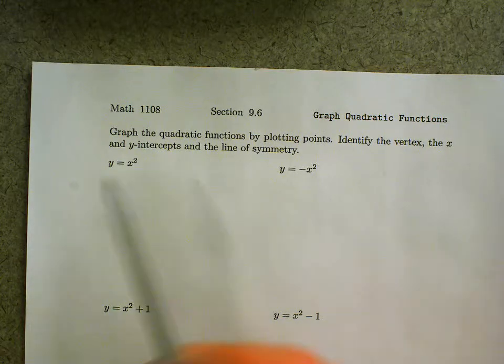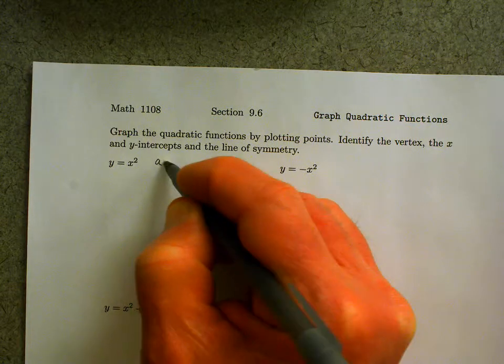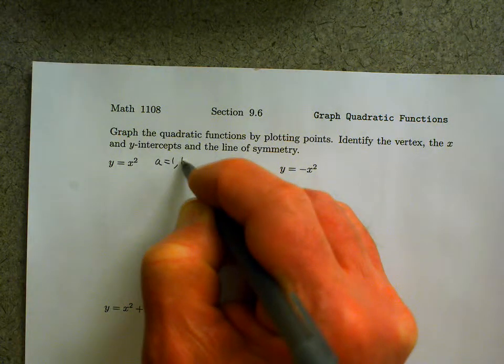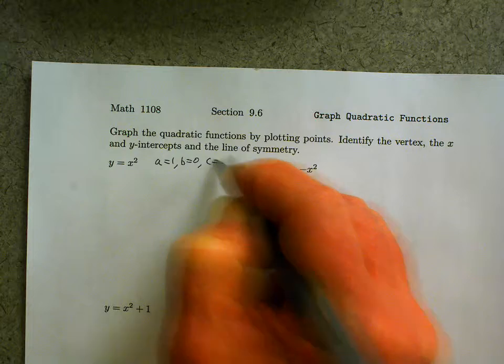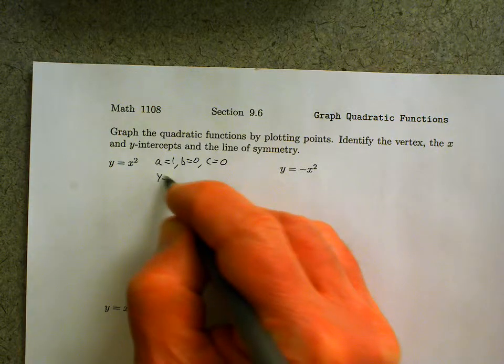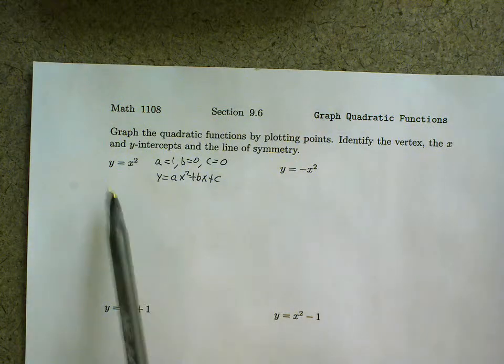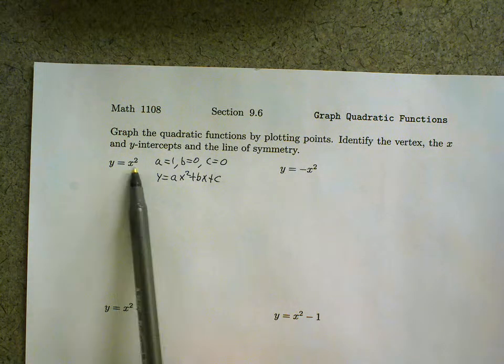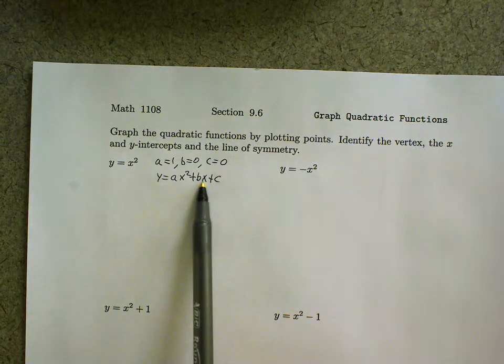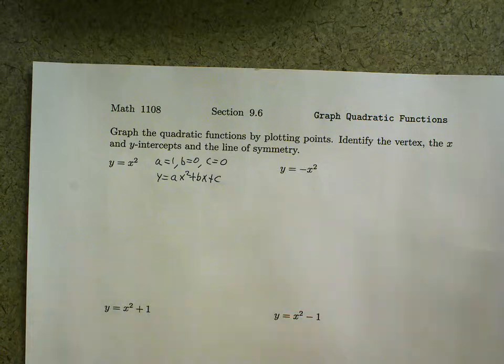Okay, so y equals x squared. A is 1, B is 0, and C is 0. If you think of y equals ax squared plus bx plus c, then for this one, y equals x squared, there is no x term, so b has to be 0. There is no constant, so c is also 0.